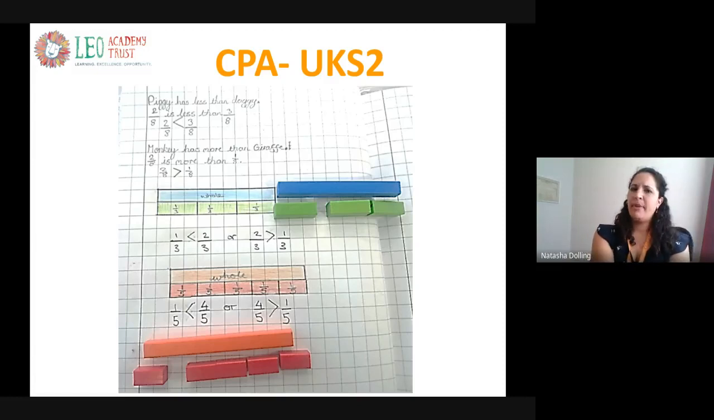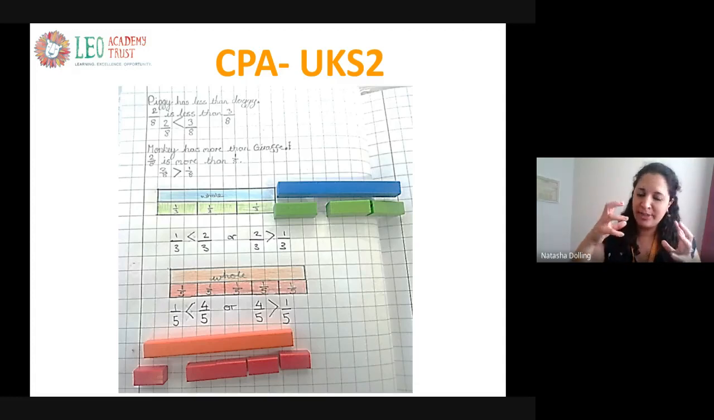Here's an example from upper key stage 2. I hope it's not too blurry. I really tried to zoom in on this. So this is comparing fractions. This is a year 6 lesson. And as I've hopefully stressed throughout, the concrete resources are as vital and as important in upper key stage 2.